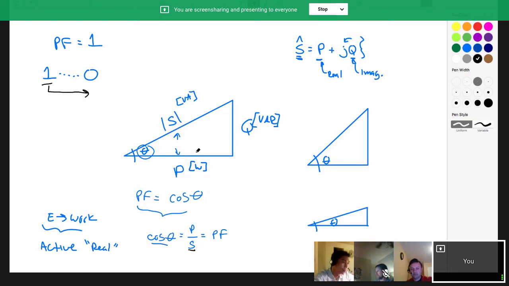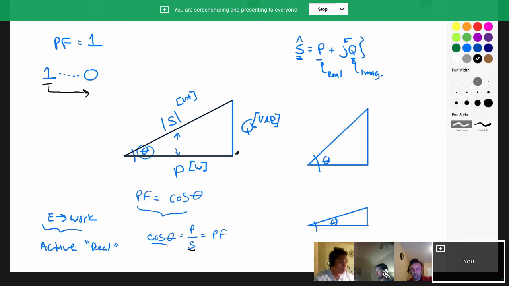So really, with power factor, we're interested in knowing how much real power in watts, this leg down here on the horizontal, how many watts am I getting for every volt amp that I'm paying for? Does that make sense?